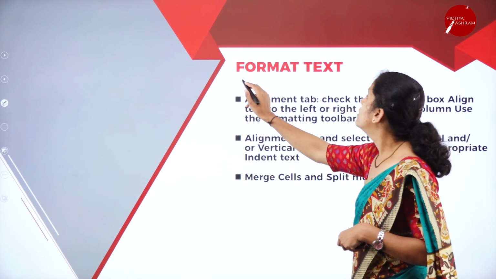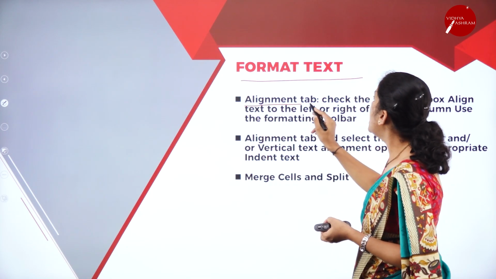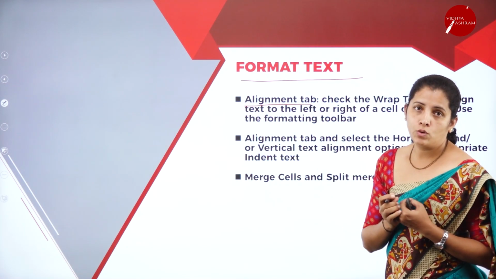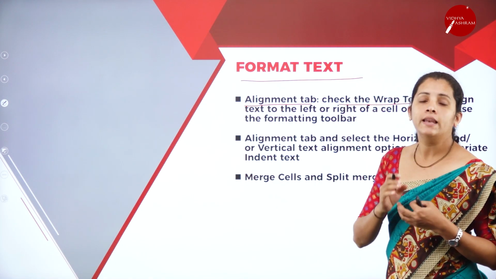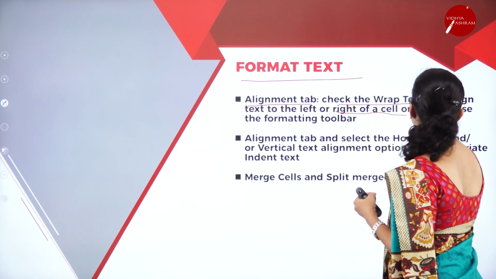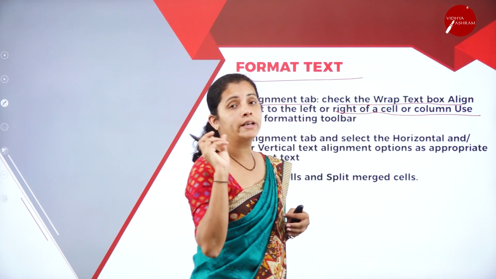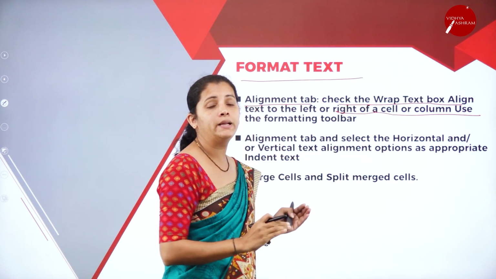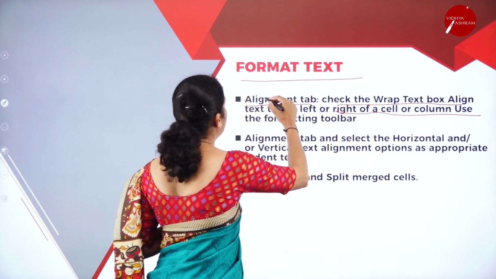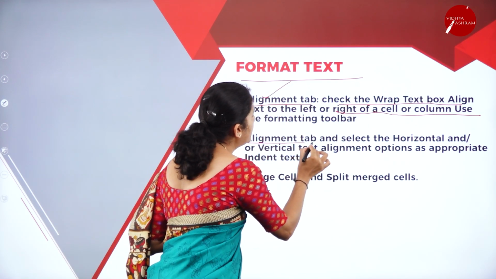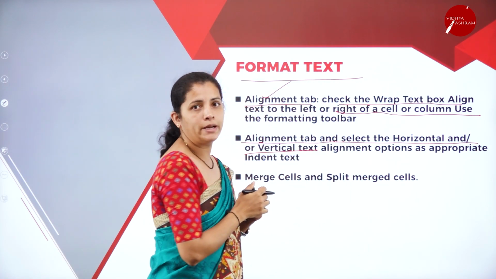Moving further, once again, I'm going to have format text. So here, the alignment tab, what I want to do: check the wrap text box, align text to the left or right of the cell, column, etc. That means, suppose you want to align your text to right or left, middle or justify, that can be carried out with the help of the alignment tab. In the alignment tab, select the horizontal and vertical text alignment option.